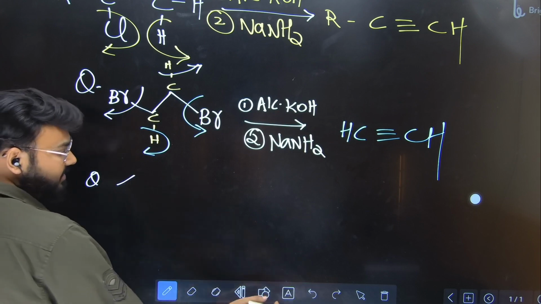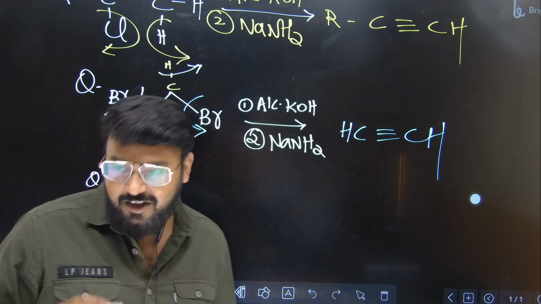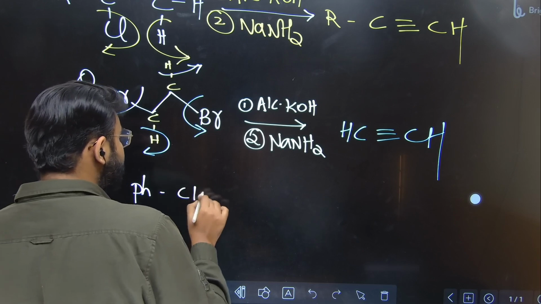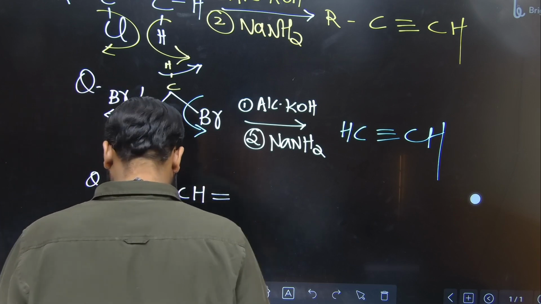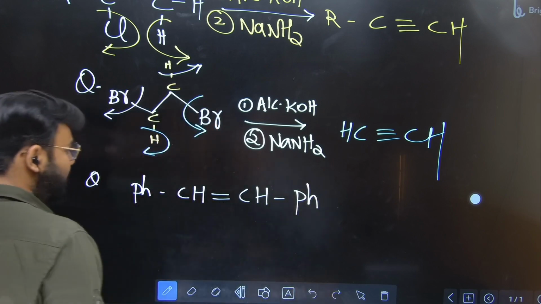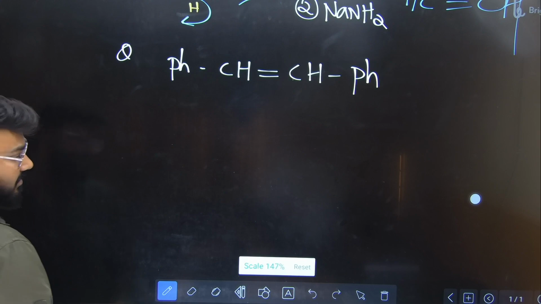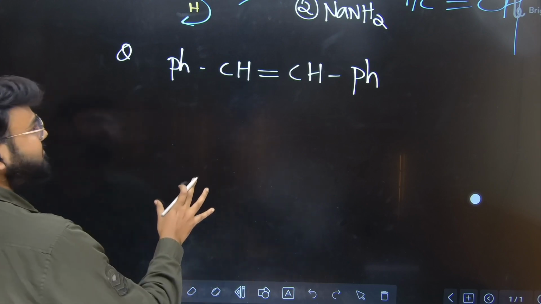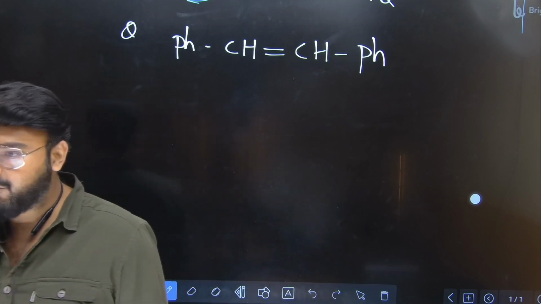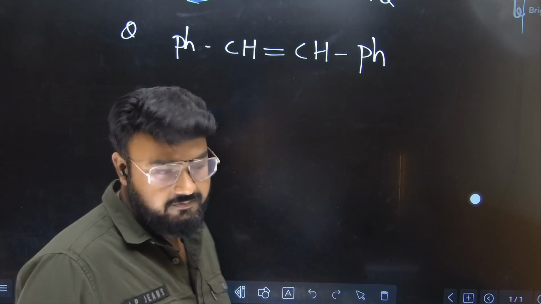So guys, the question is, phenyl means benzene ring, right? If I write Ph, what does it mean? It's a phenyl group, benzene ring, right? So guys, this is the compound. All of you see this properly. Check this compound first of all. It's an alkene, where both carbons are attached with a benzene.